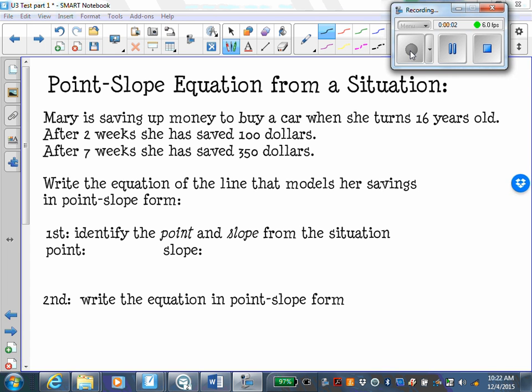This video is on finding the point-slope equation from a situation. So please have your little blue half sheet out that you got in class to take the notes on for today. So we're just going to get going on it.